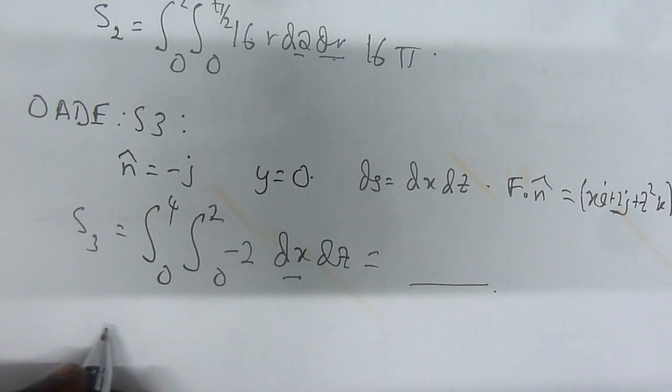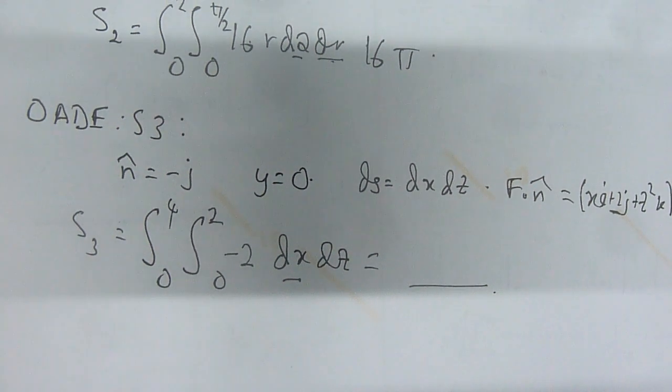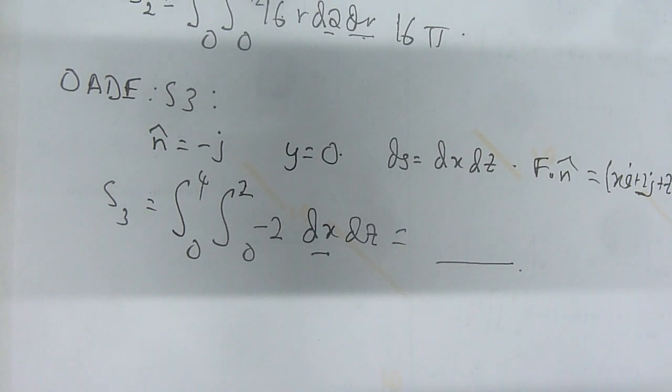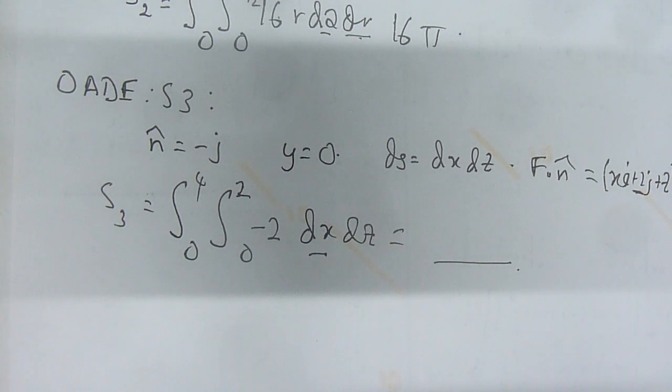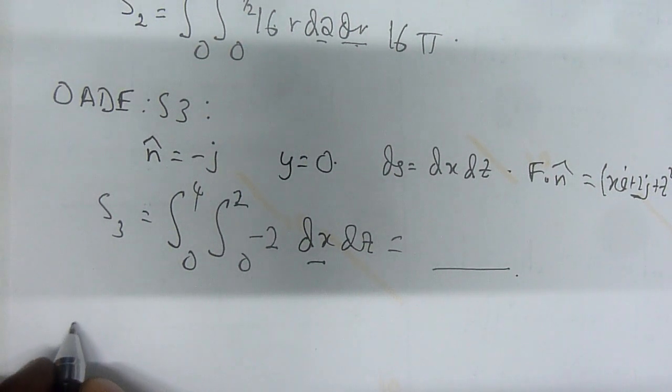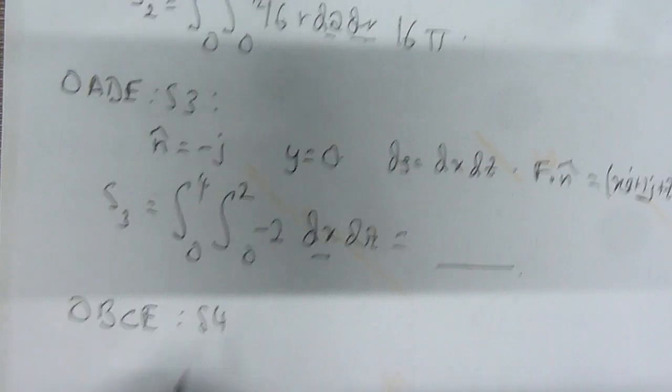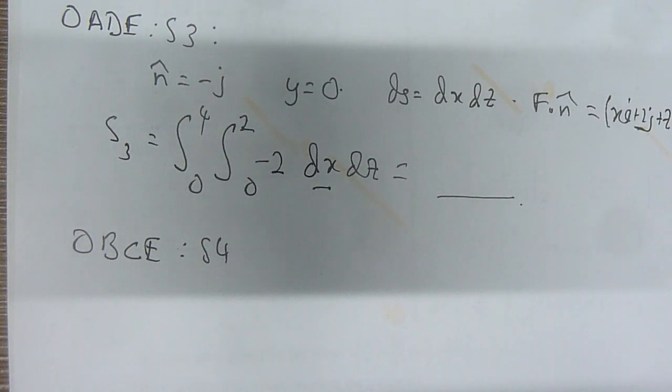Okay, the next one. Similarly I'll go a little bit faster. 5 more minutes, 10 more minutes, then I hope that I can finish that important one, which is S5. What else? A, B, C, D. The challenge is A, B, C, D. O, B, C, E. It's S4. O, B, C, E is S4.